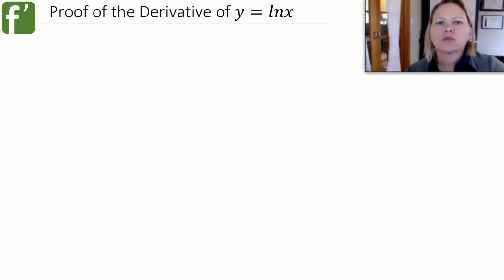Hey everyone, welcome to a quick video where I'm going to walk through why the derivative of the natural log of x, or the natural log of u, is 1 over u times du dx if there's a chain rule issue or anything like that involved.